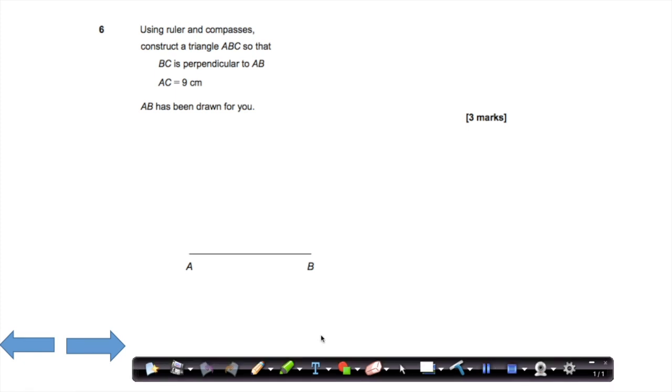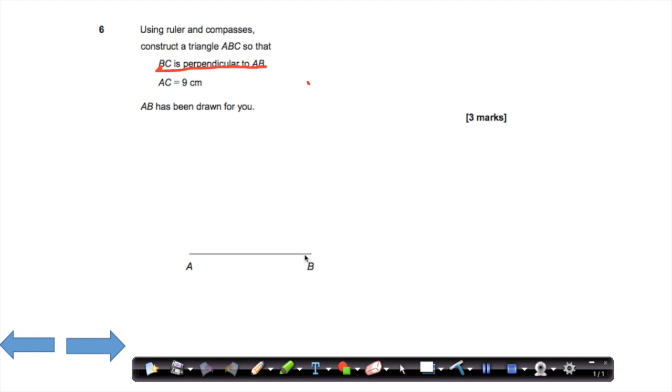Question 6 is looking at a constructions question. Using a ruler and compasses, construct a triangle ABC such that BC is perpendicular to AB and AC is 9 centimeters. So we know we're going to be 9 centimeters away from A, which implies some sort of arc at some point. But we do know that AB and BC are perpendicular. What this means is our line AB and the line BC, so C is going to be somewhere up here, it has to be perpendicular to this line here. So we need to bisect this straight line to make it a 90-degree angle.